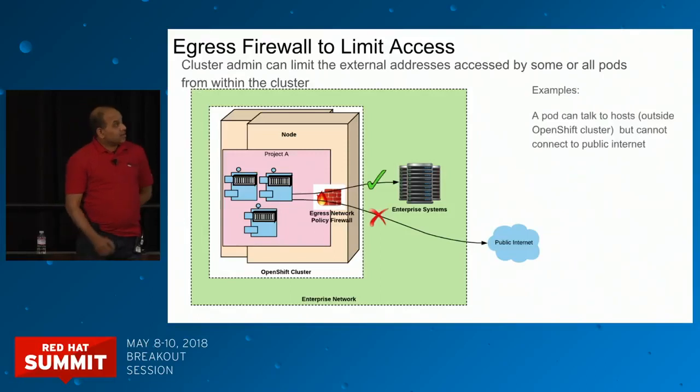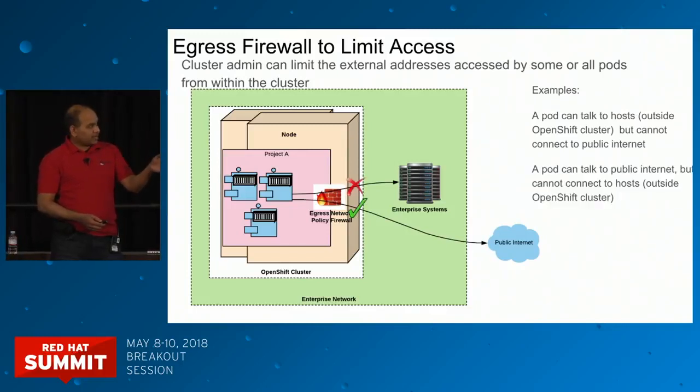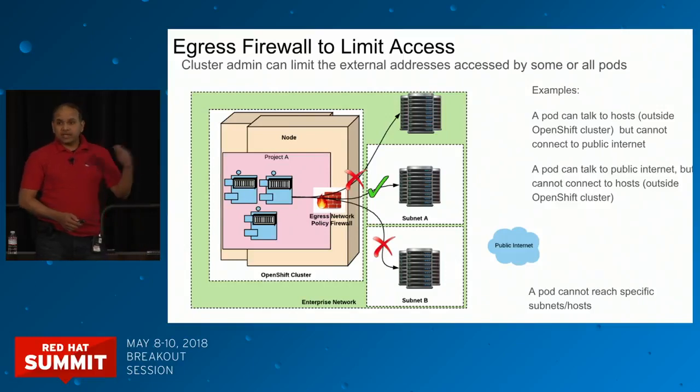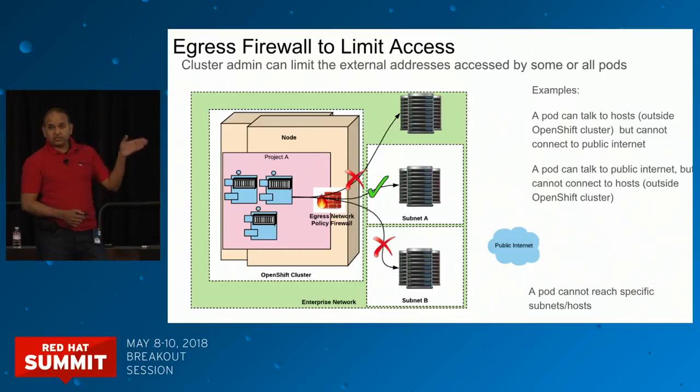You can set a pod to talk to hosts that are outside but within your network, but not to the internet, for example. Or you can set policies like, my pods can talk to the public internet but not to my external systems. Or I can control this at the subnet level, so my pods can talk to subnet A but not to subnet B or anything that is not in those subnets. So you can set up your specific firewall rules at the egress firewall level to limit the access for traffic going outside.